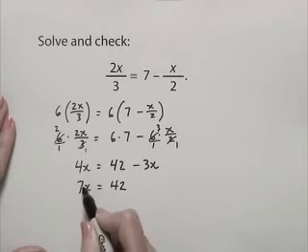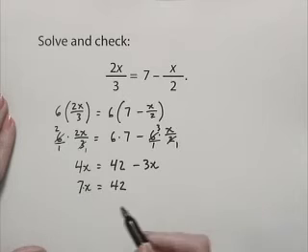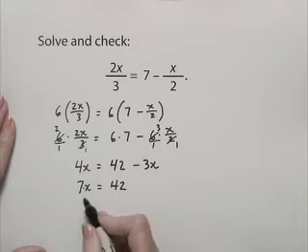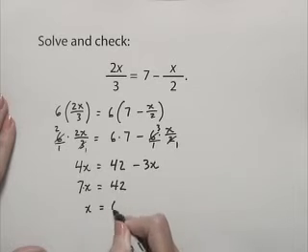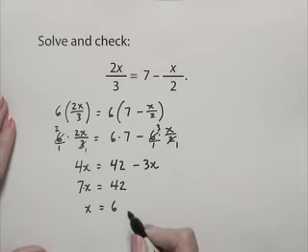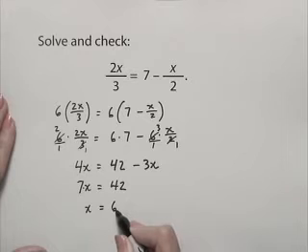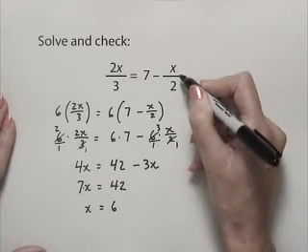Now we have 7 multiplied times x. We can undo the multiplication by using division. 7x divided by 7 is going to give us x. 42 divided by 7 gives us 6. To check our work, we take our value of 6 and substitute back into the original equation.